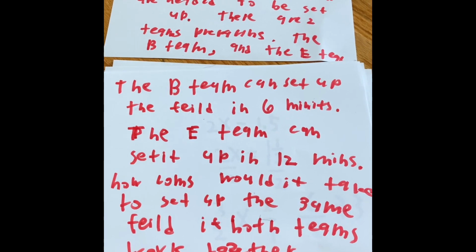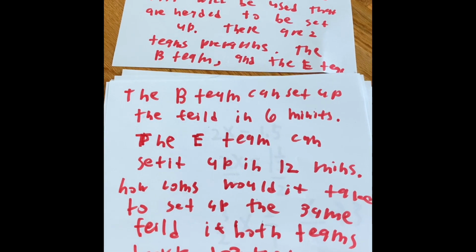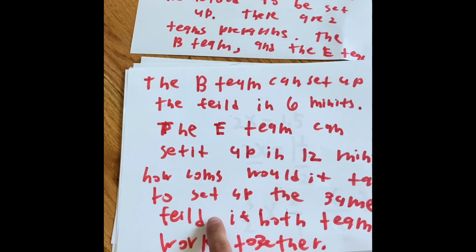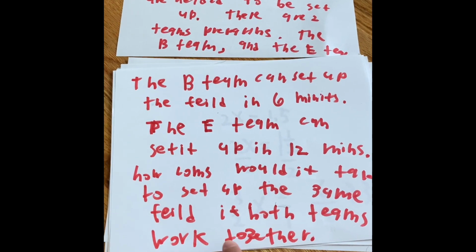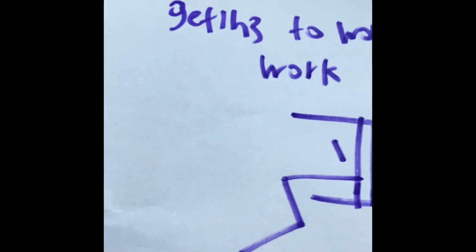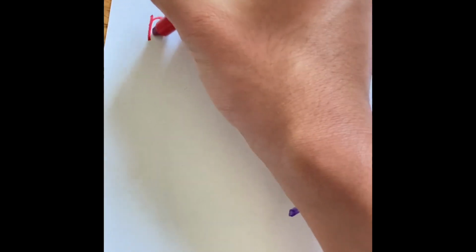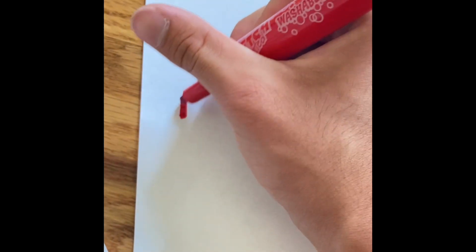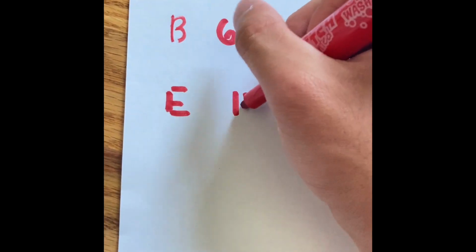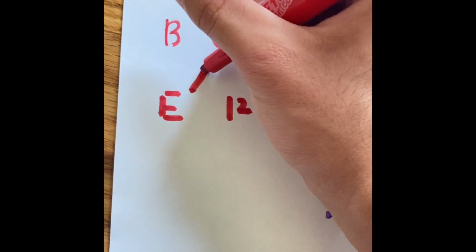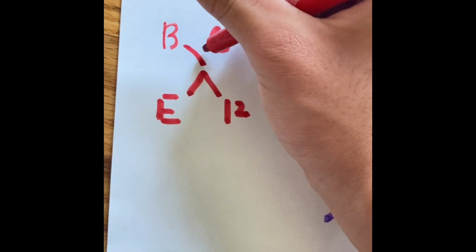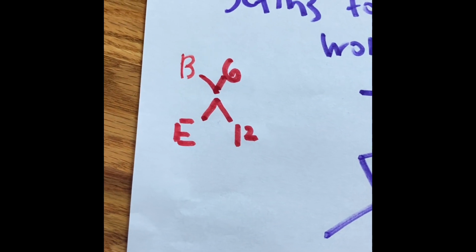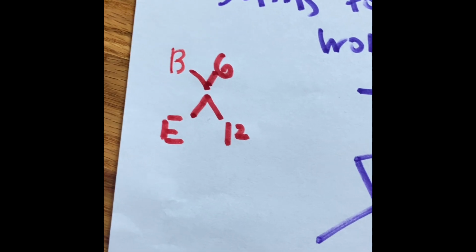So, the main question to solving this problem is, how long would it take to set up the game field if both of the teams work together? That means if the B team can set it up in 6 minutes, and the E team can set it up in 12 minutes, what would happen if they work together? We want to know how long they would work together to complete the job.